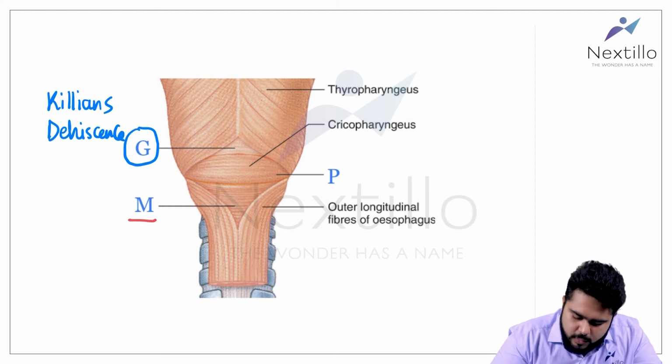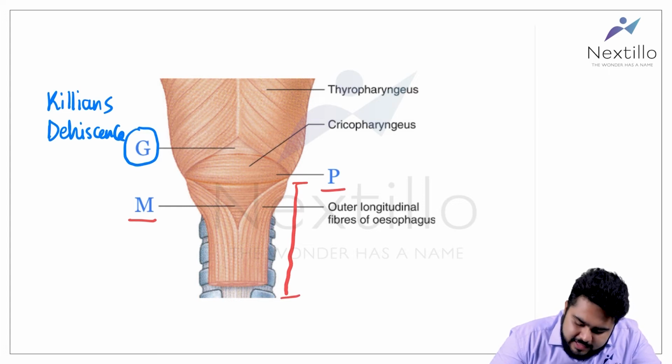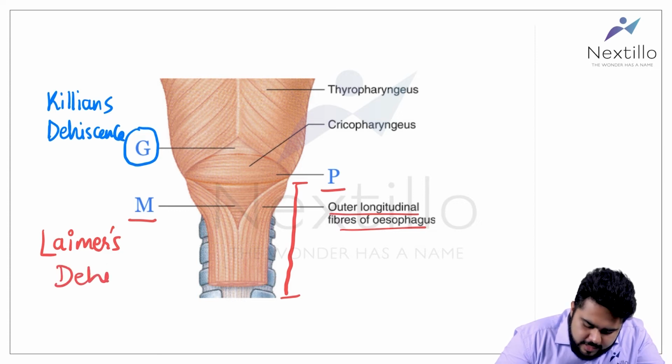Okay. Now the game changer question. What is M? What is P? M is also a dehiscence. This is in the upper part of the esophagus. So here the esophagus starts, right? Only this part you can see is dehiscent and does not have the outer longitudinal fibers of the esophagus. This is called Lymer's dehiscence.